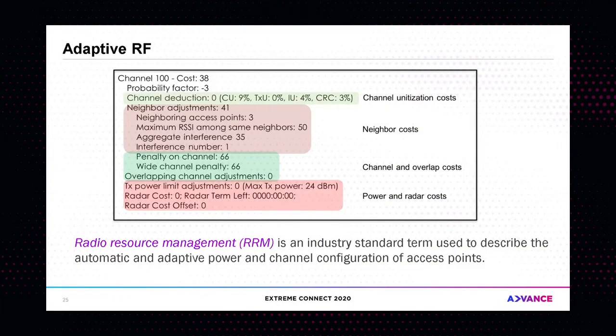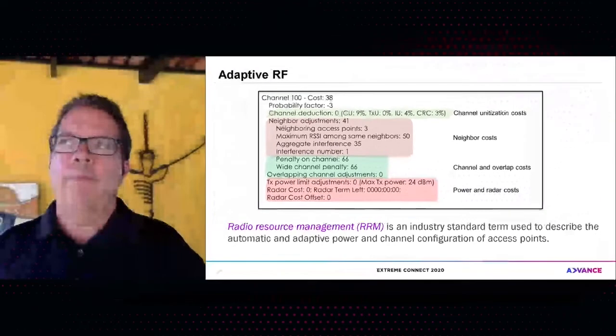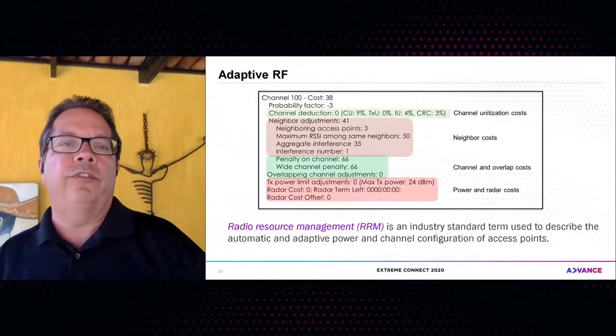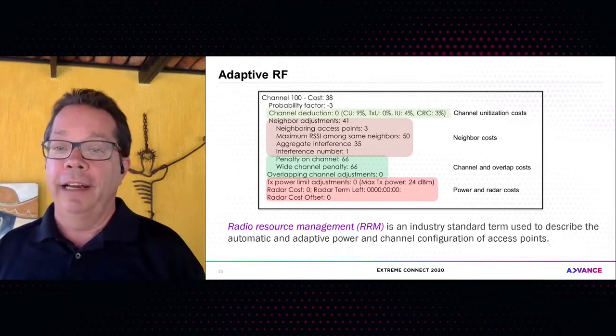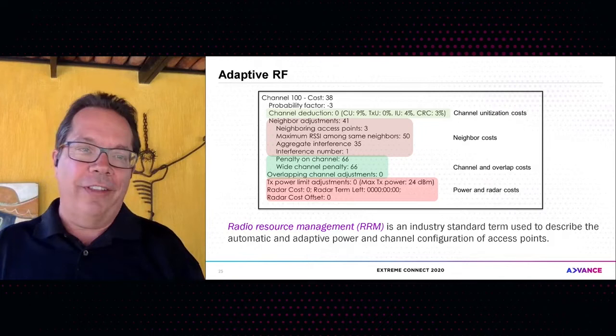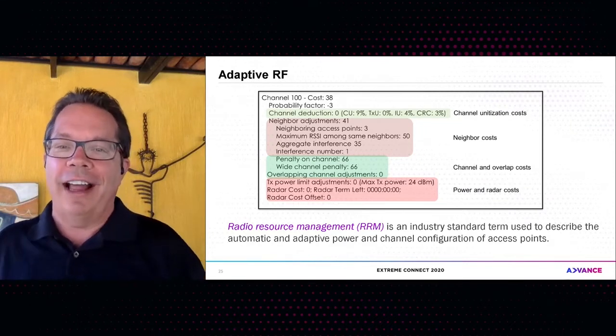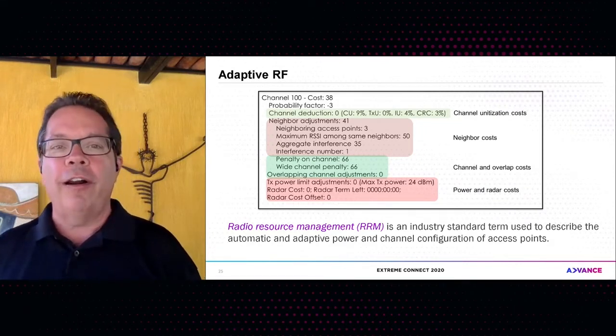So another discussion that comes up with design a lot is adaptive RF. Every vendor has some sort of adaptive RF protocol. Another term for it is radio resource management. It's the industry standard term for APs automatically changing their power and channel settings. So the argument is, do you use it or not use it, and go with a static channel and power plan? We don't have time to debate all the ins and outs or whys and why nots of whether you use adaptive RF.